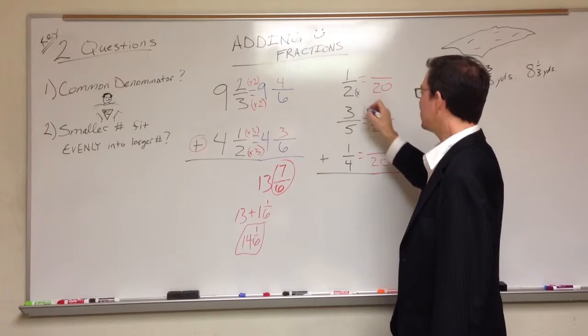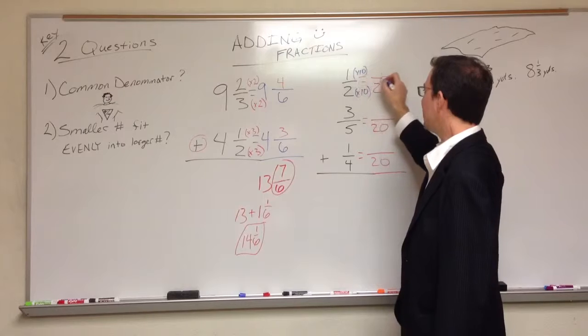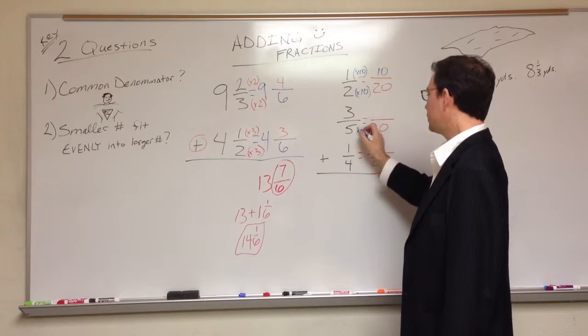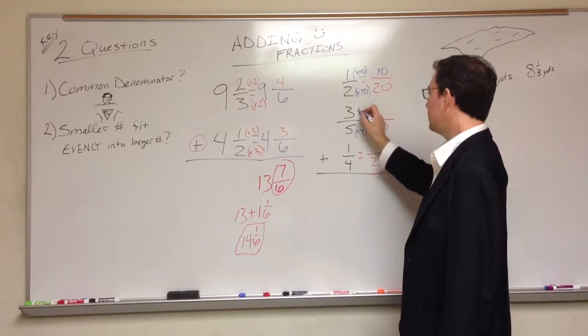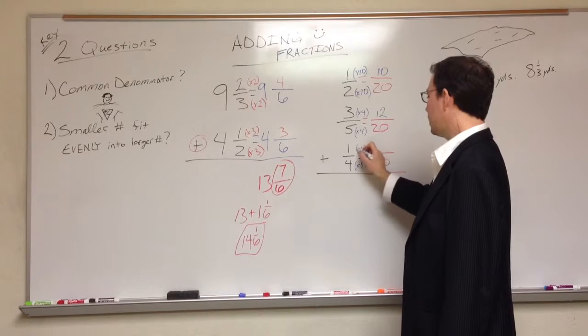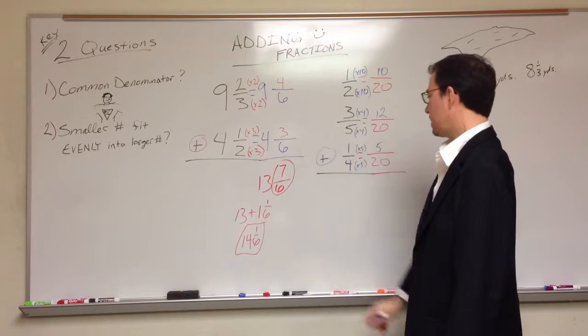5 times what is 20? 10. So we have to do the same thing on the top as we do on the bottom. 5 times what? Times 4 is 20. So if we do it on the bottom, we got to do it on the top. If we do it on the bottom, times 5, we have to do it on the top. Now we have our common denominators. Now we can follow our sign.